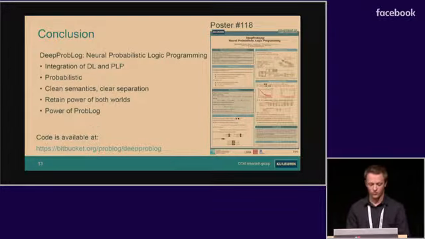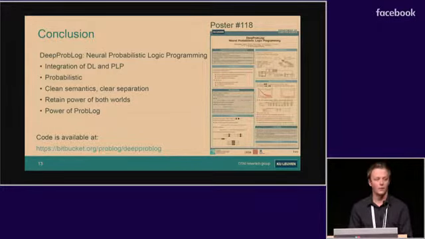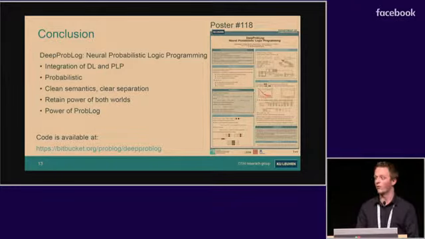So to conclude, DeepProbLog is neural probabilistic logic programming. It's the integration of deep learning and probabilistic logic programming. Because of the probabilistic aspect, we actually have a clear semantics and a clean separation between both components, allowing us to retain the power of both worlds. And thanks to the power of ProbLog, this was actually fairly straightforward to implement.